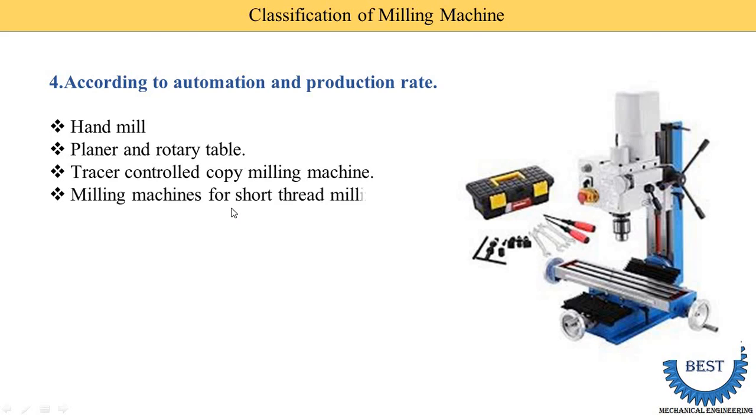And the next is the milling machine for short thread milling. It may be considered a single purpose or automatic machine used for mass production of small bolts and screws. It is used for thread milling, meaning it is used for manufacturing the thread of a bolt and screw.